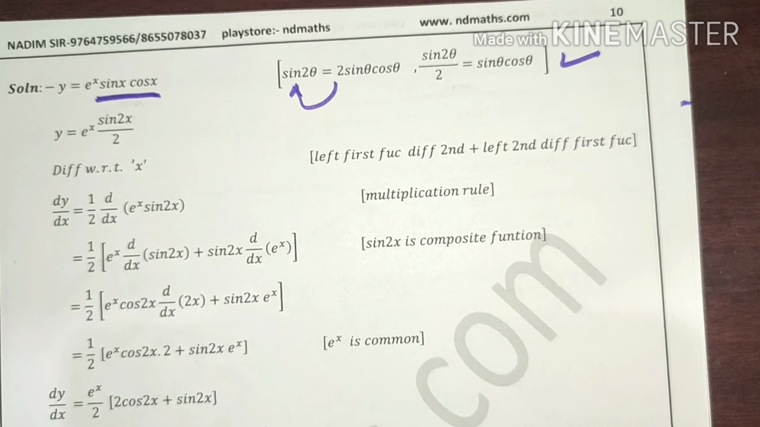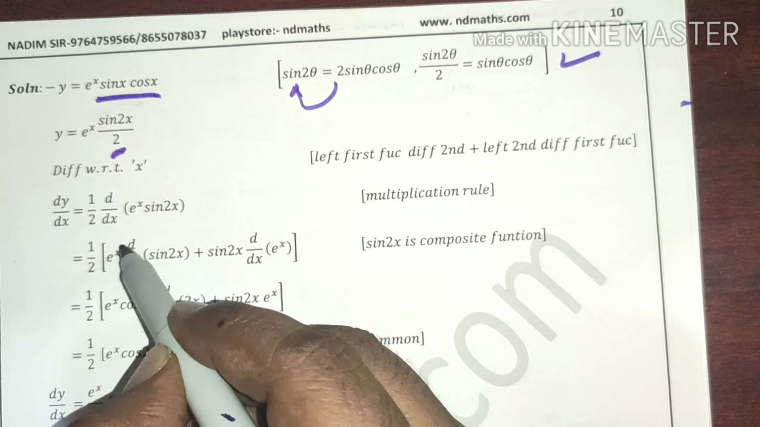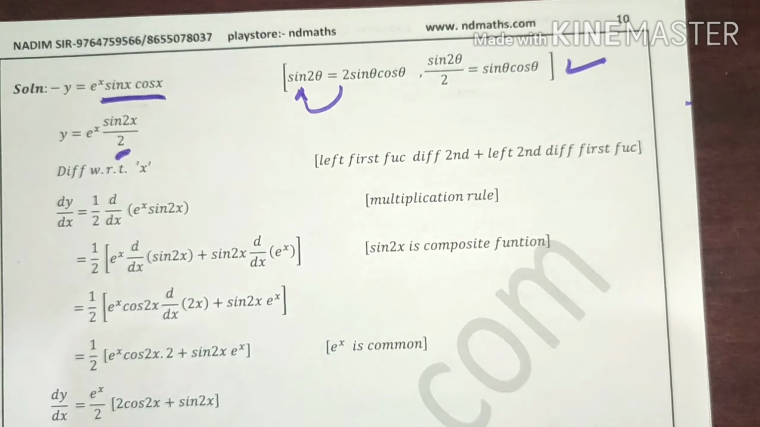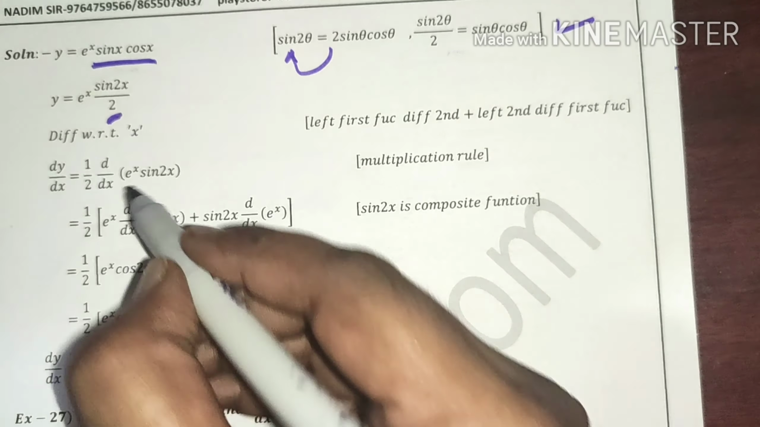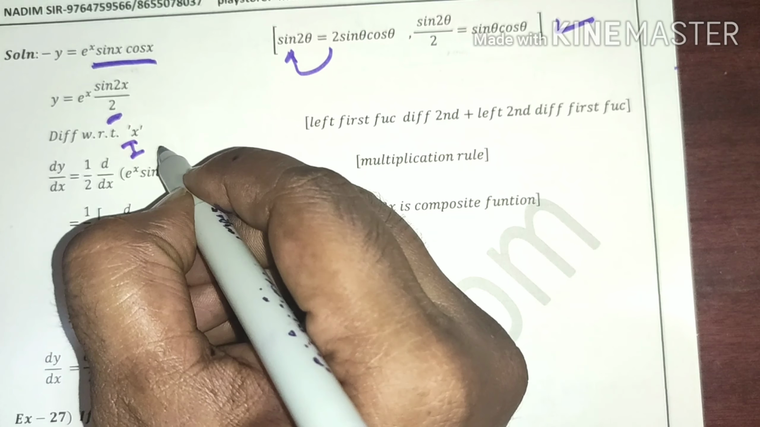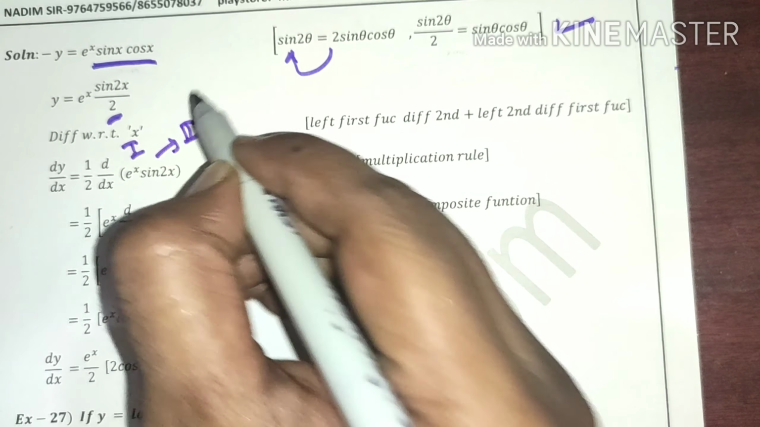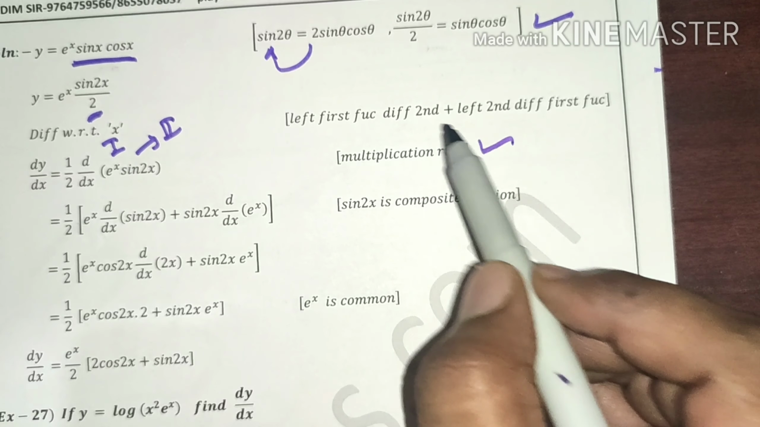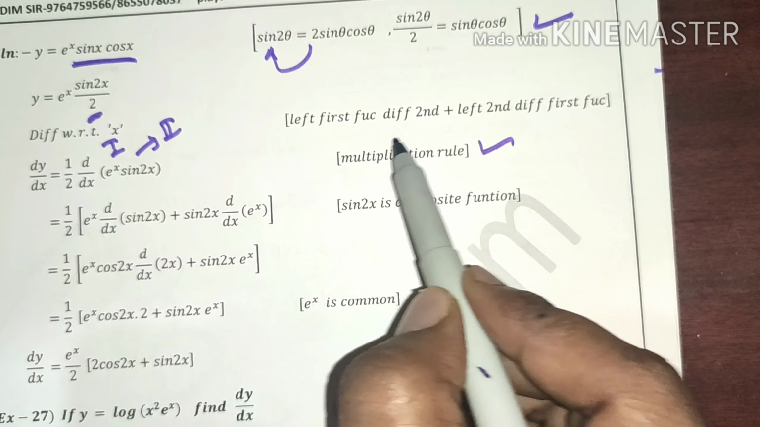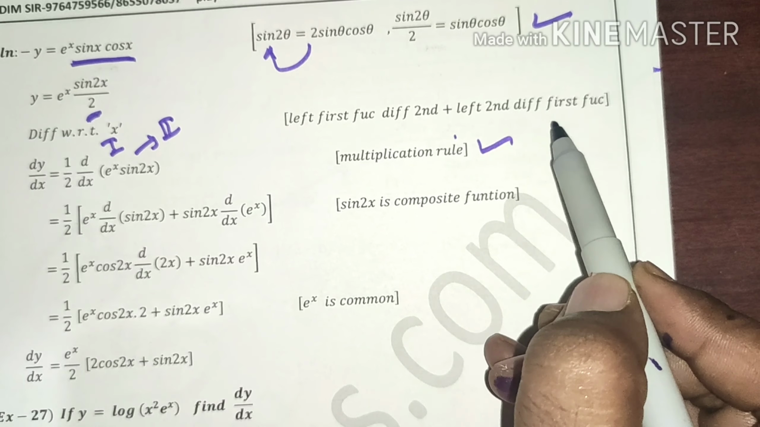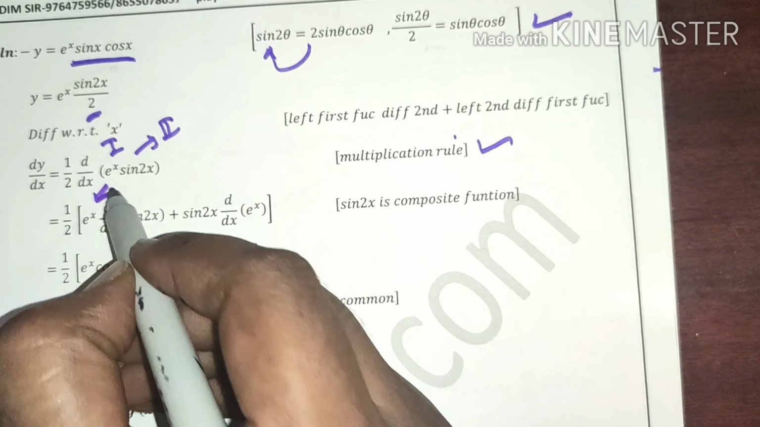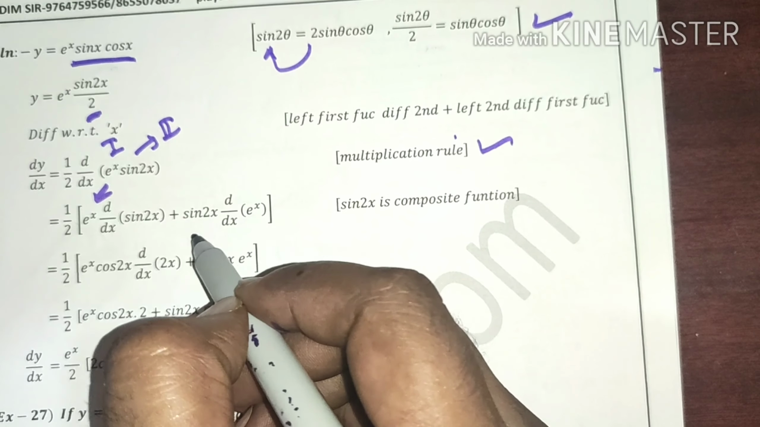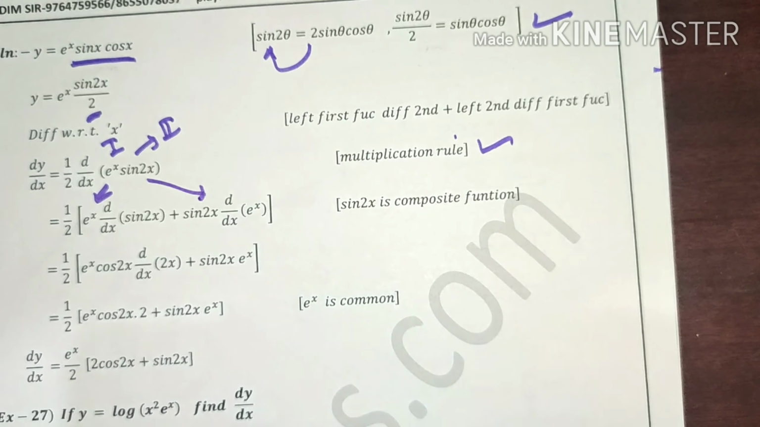Differentiate with respect to x. Take the 2 outside: d by dx of e raised to x sin 2x. So here again two functions in multiplication. e raised to x is the first function, sin 2x is the second function. So we use the multiplication rule here. The multiplication rule is that leave first function, differentiate second, plus leave second function, differentiate first.